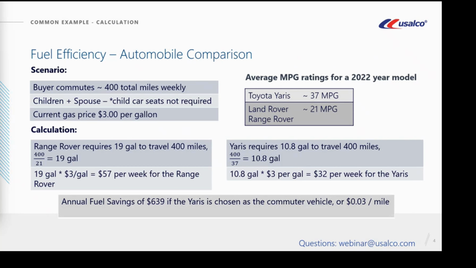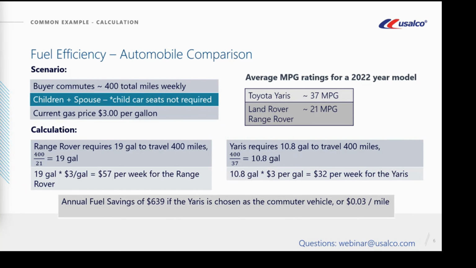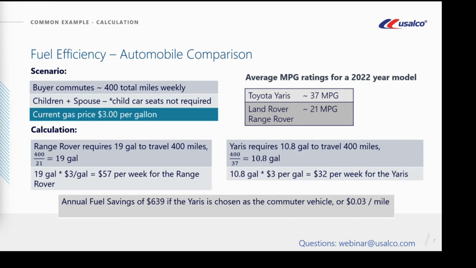So let's discuss a common scenario, particularly one that car buyers consider. And let's set it up. The buyer is looking for a new vehicle and they commute approximately 400 total miles weekly. They will use the vehicle for other common travel uses outside of commuting, and the buyer has a spouse with children, and the current gas price is $3 a gallon.